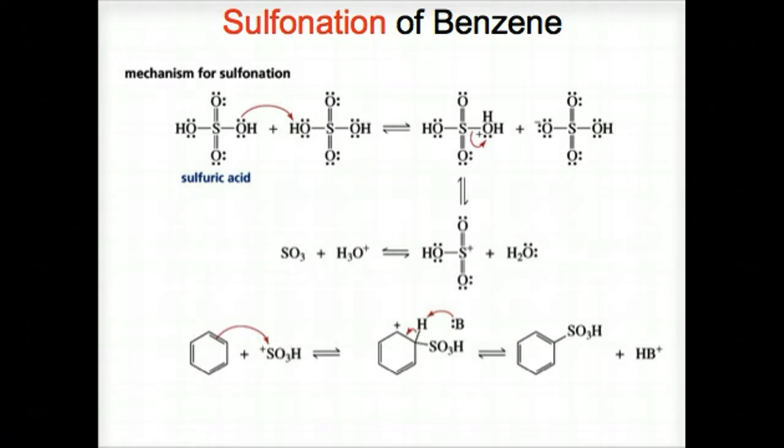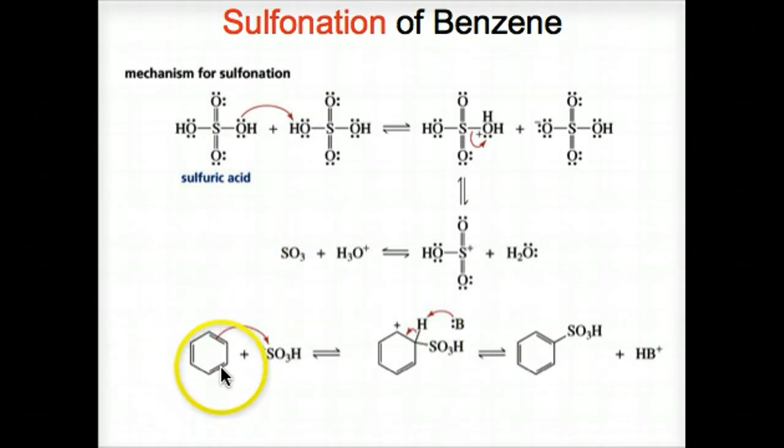You notice fuming sulfuric acid, SO3 in sulfuric acid, or concentrated sulfuric acid, is used to sulfonate aromatic rings. As shown here, a substantial amount of electrophilic sulfur trioxide or sulfonium ion is generated. And we can see the generation of the sulfonium ion up here in these two reactions. And down here we see sulfonation of benzene.